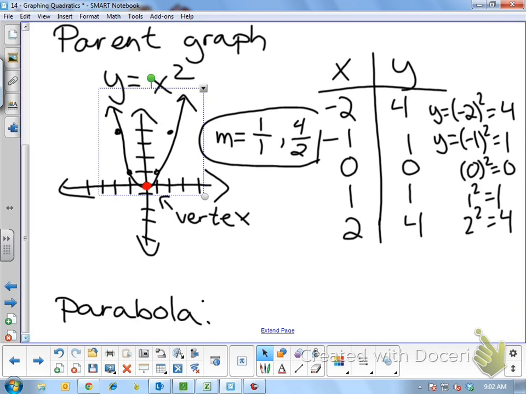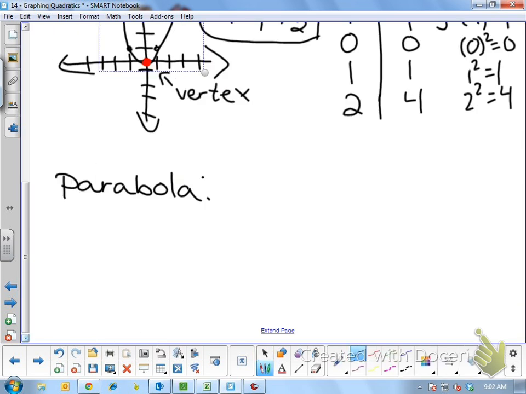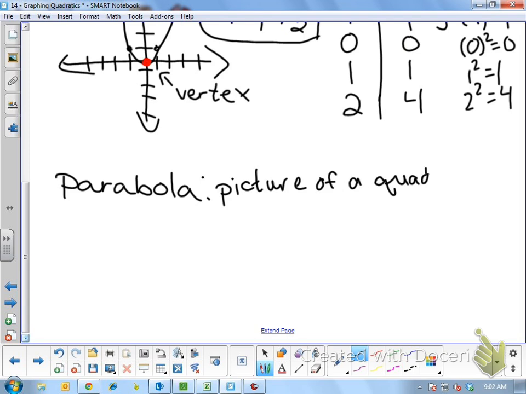So another word you might hear me use is parabola. I use the word parabola and quadratic interchangeably. They're about the same thing. But a parabola is the picture of a quadratic. So a parabola is a picture of a quadratic. And I will use, again, that word interchangeably. I might say parabola when I'm talking about a quadratic.